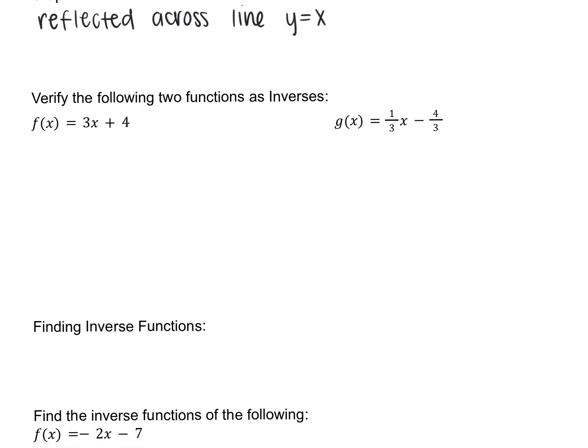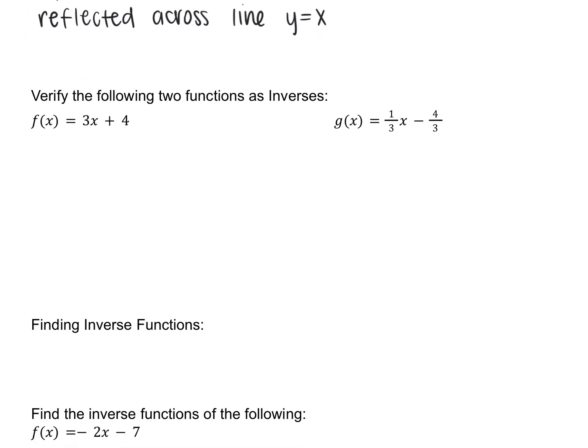So that's what we're going to do in our next example, is we're going to verify that the functions f of x equals 3x plus 4 and g of x equals 1/3 x minus 4/3 are inverses. So I'm going to start with calculating f of g of x. So we're going to have 3, and then in parentheses, I'm going to put my equation g, 1/3 x minus 4/3, and then plus 4.